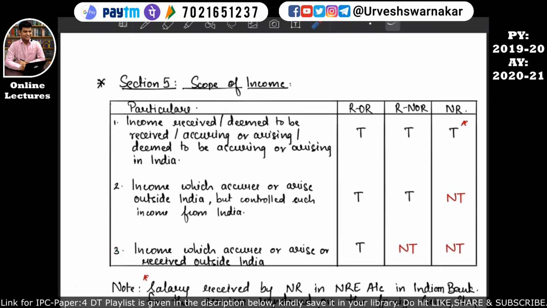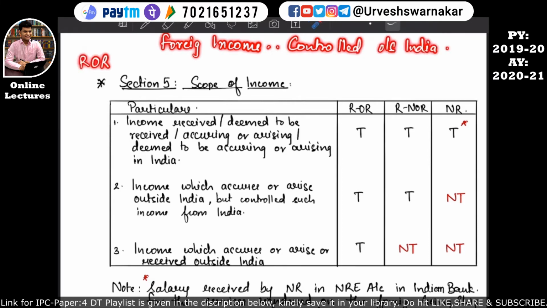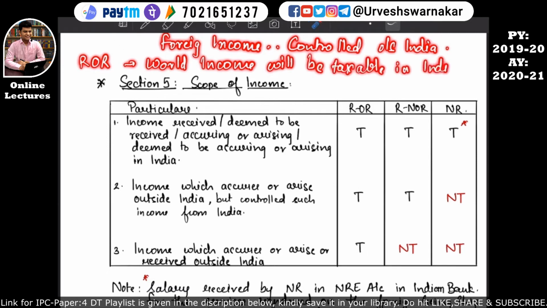Understand that there is a resident ordinary resident who has a foreign income, and such foreign income is controlled outside India. Since he is a resident ordinary resident, his world income will be taxable in India. I hope this is quite clear to you all.